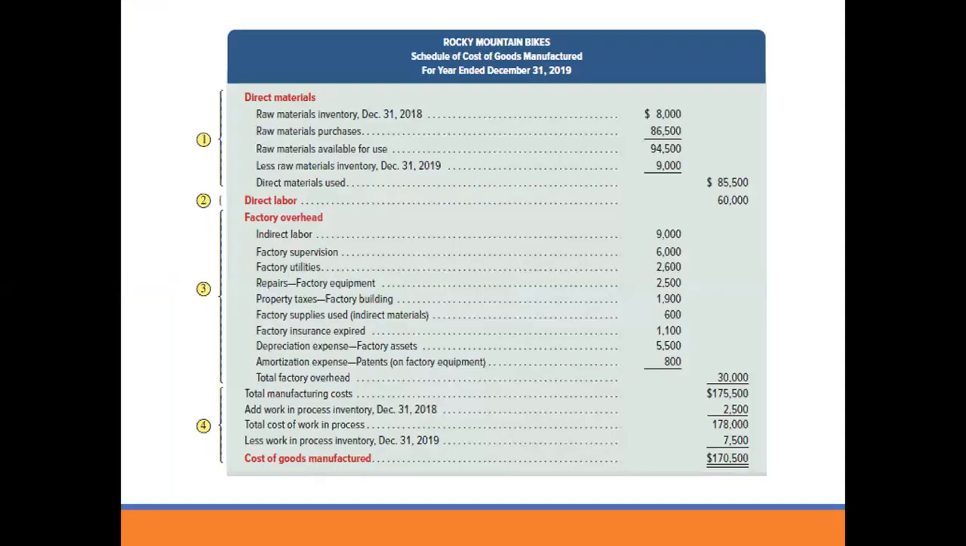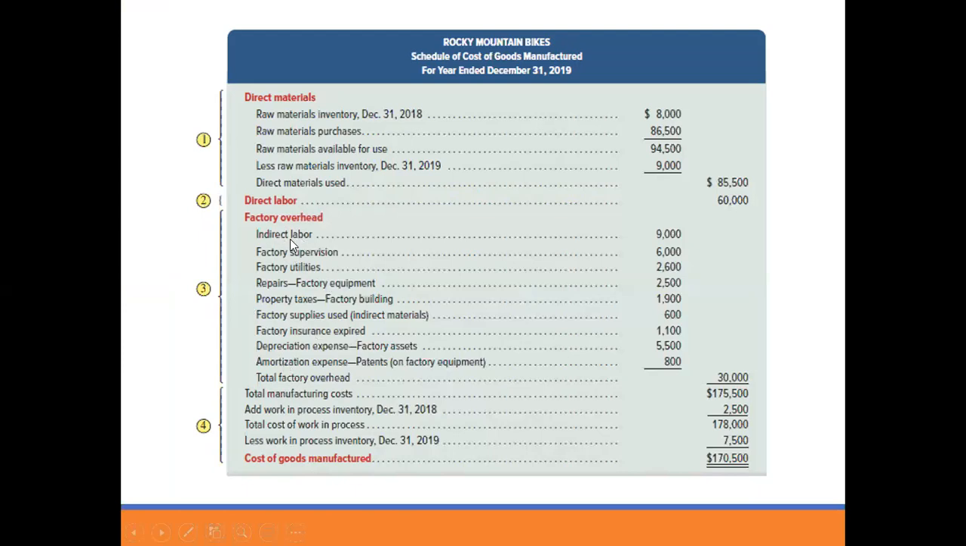And so we see that here. Again, it's not too bad. First, we calculate material cost, and we have a formula we use for that. We take raw material beginning inventory plus purchases minus ending inventory, which essentially gives us the direct materials we used. Then we add direct labor, and then we add factory overhead. And you'll see some of those different factory overhead examples here.